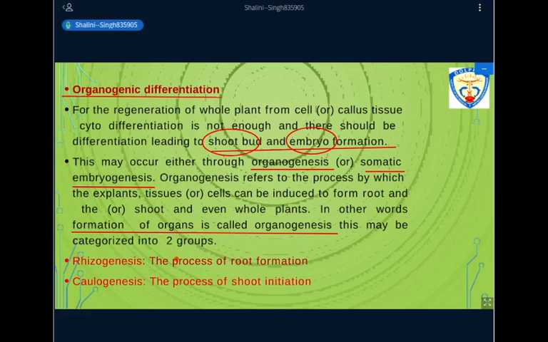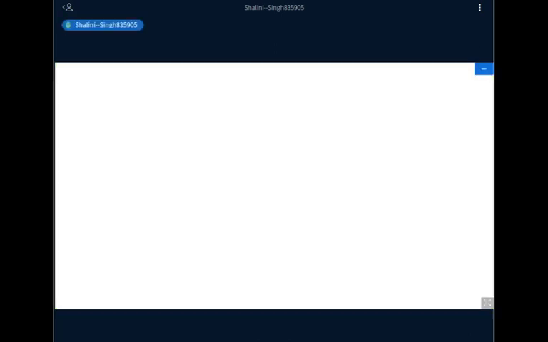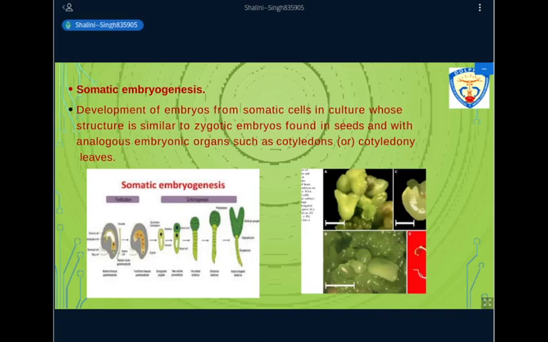And this may be categorized into two groups. Which two groups are there? So one is rhizogenesis and second is known as caulogenesis. Genesis is simple. What is it? Formation. So rhizogenesis is the process of root formation and caulogenesis is the process of shoot initiation. Next slide. Any question in this?